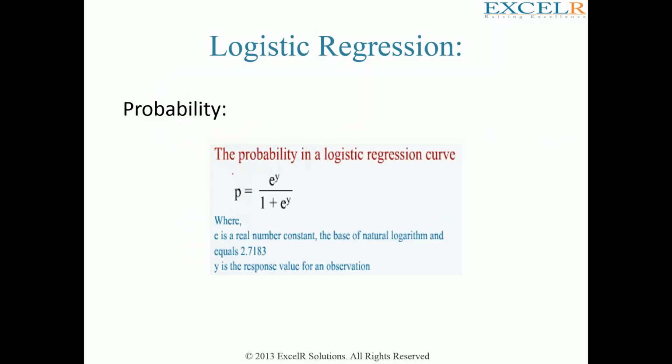Now, what about logistic regression? As I told you, you cannot predict a particular number. That's not the objective of logistic regression. The objective is to measure the probability, right? And this is the equation we discussed yesterday: probability equals e raised to the power y divided by 1 plus e raised to the power y. Here e is a real number constant, which is 2.7183, and y is the response value for an observation.